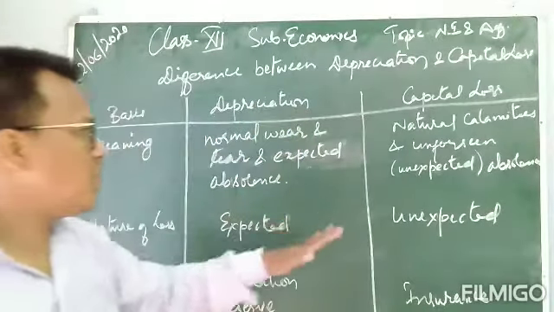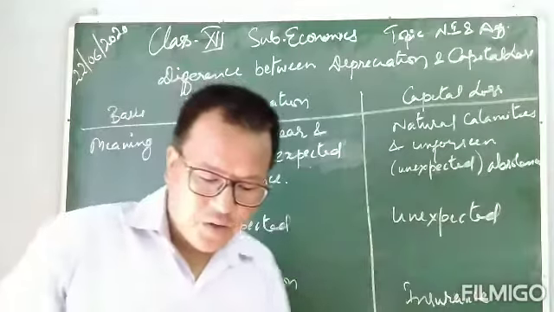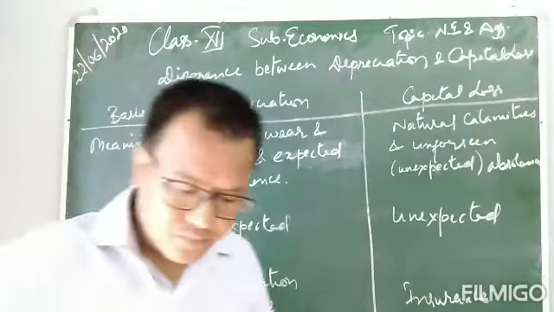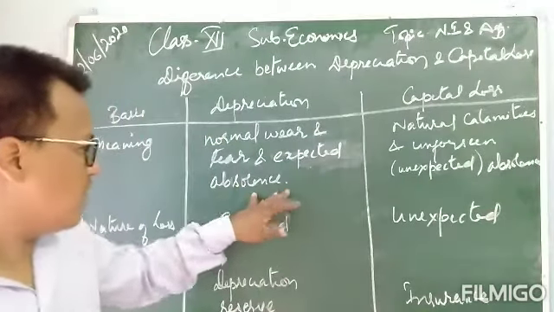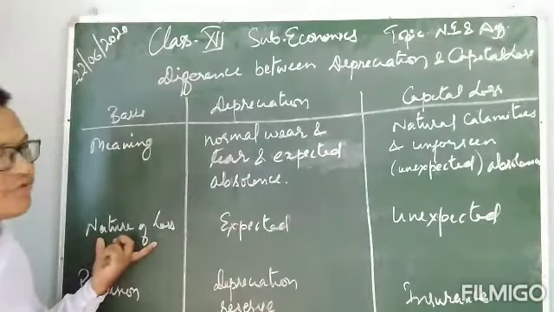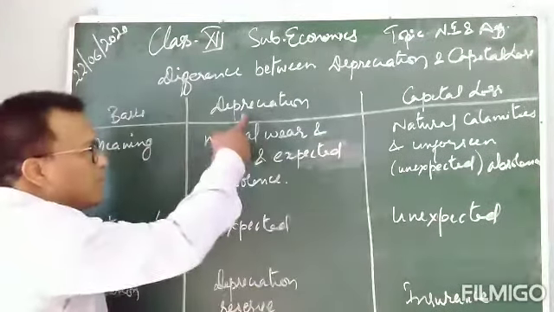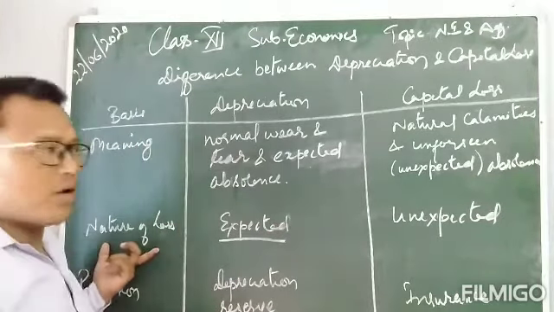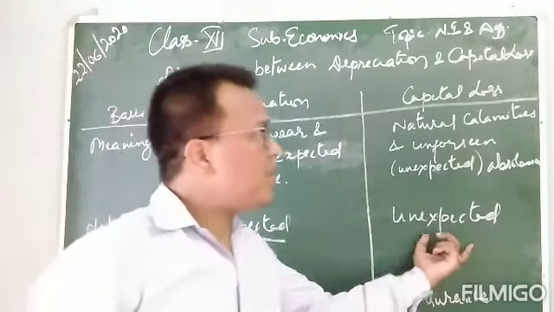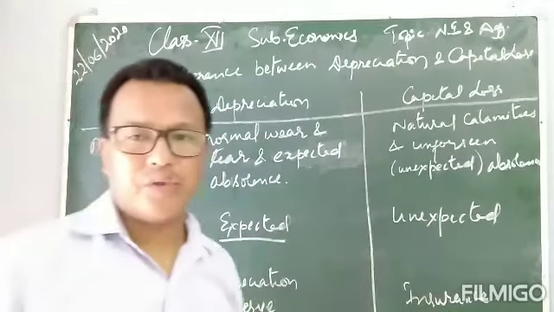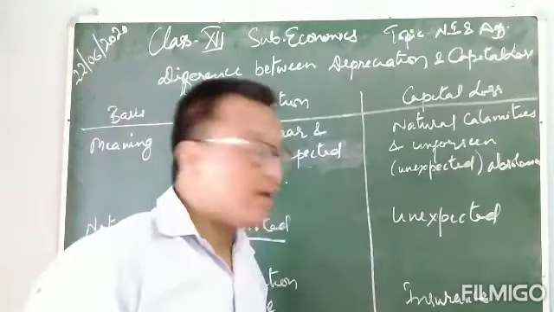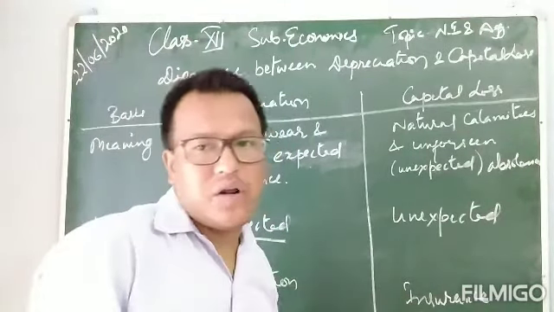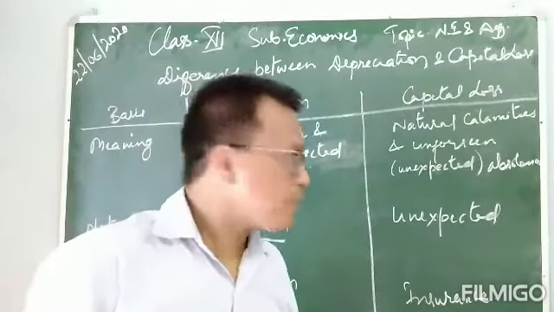Whereas depreciation is just the loss in the value of a fixed asset through normal wear and tear and expected obsolescence. On the basis of nature of loss, depreciation is an expected loss, whereas capital loss is unexpected. You cannot expect that loss to happen. It is unforeseen.